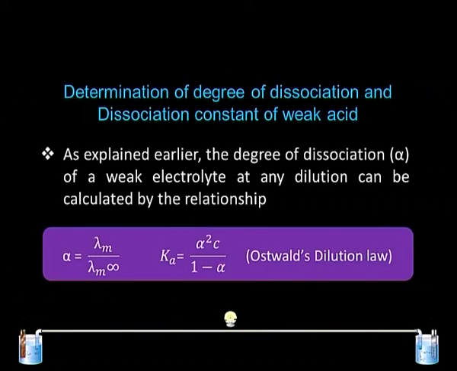Let us start with the degree of dissociation. We have already talked about the Ostwald dilution law in the last few lectures, which can give you the degree of dissociation, which is the ratio of equivalent conductance to the equivalent conductance at infinite dilution. So, this relationship we have already seen, and which can further lead to the determination of the dissociation constant.